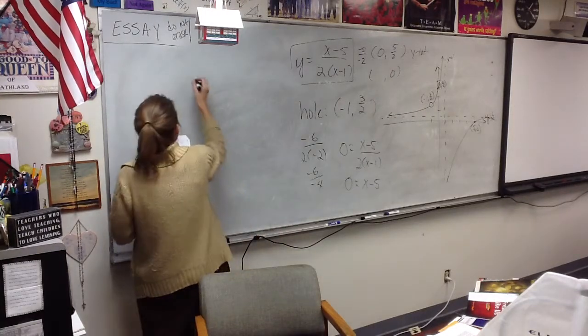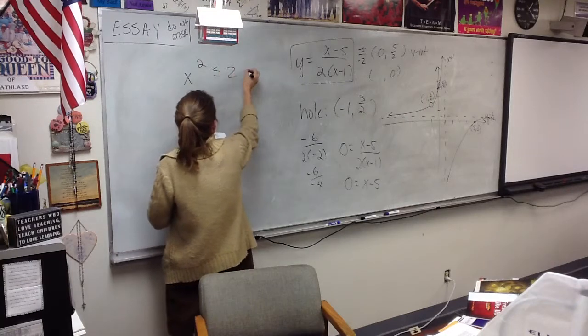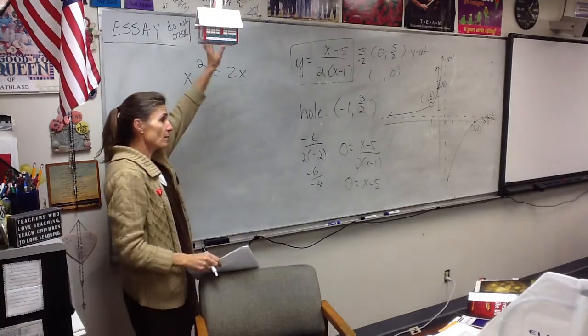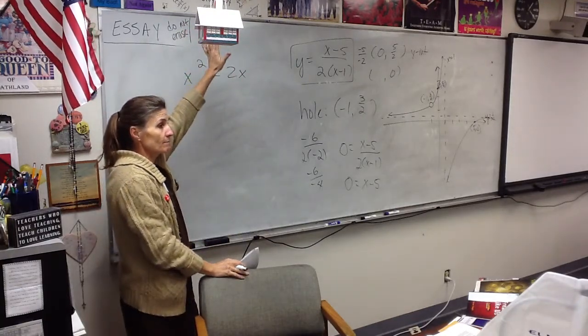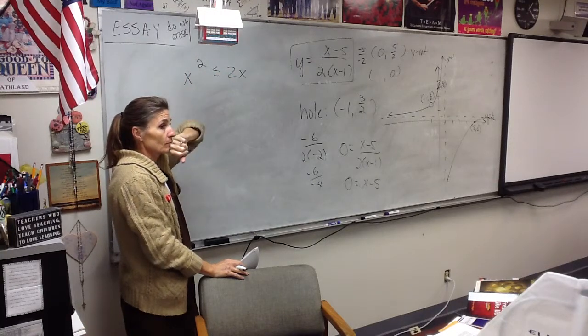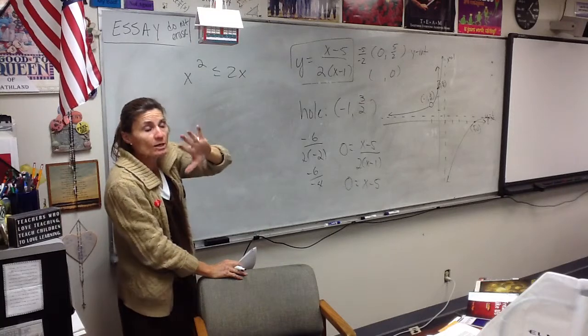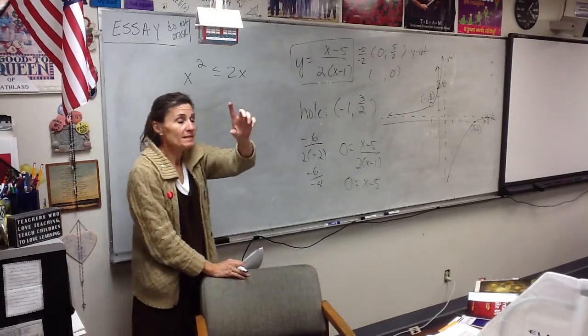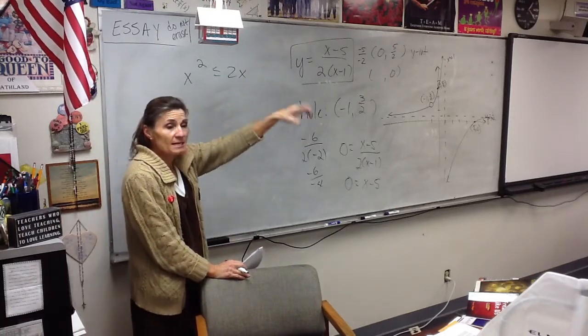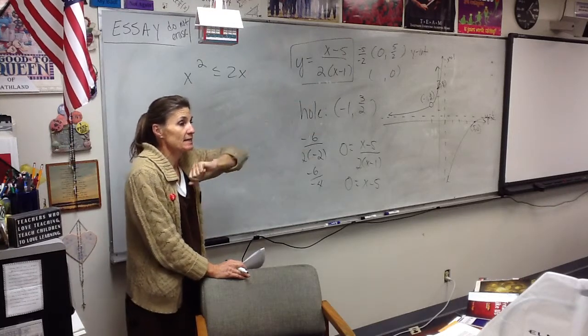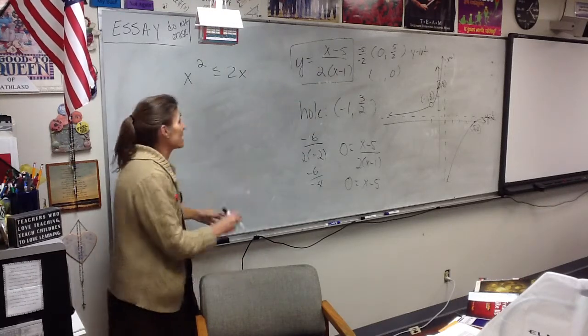Here we go. x squared less than or equal to 2x. Raise your hand if you know what the first step is. Subtract the 2x. Get it all on one side. Get a 0. So I've heard three different ways. Somebody said subtract 2x. Somebody said get it all on one side. Somebody said get a 0. That all means the same thing.